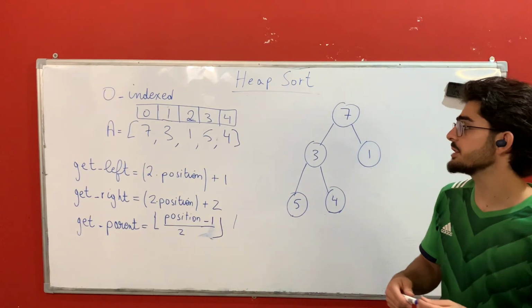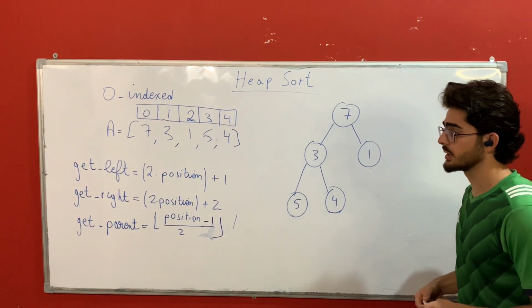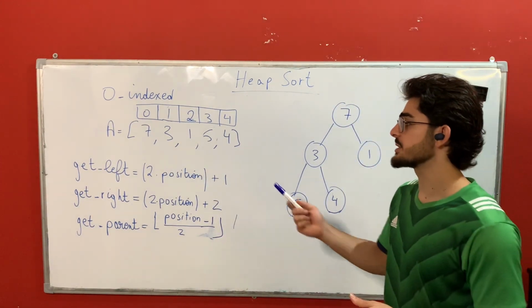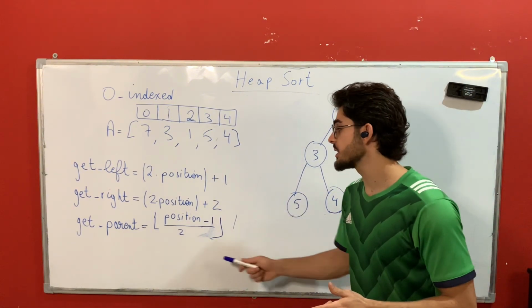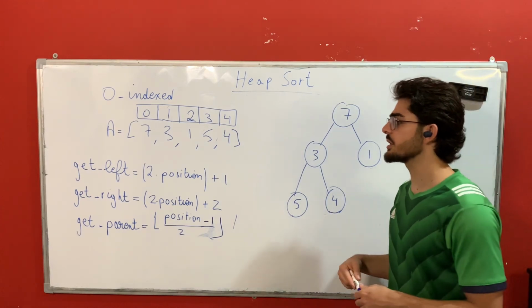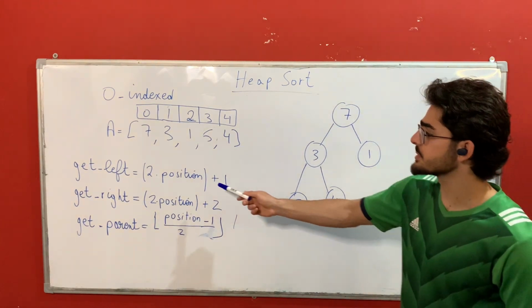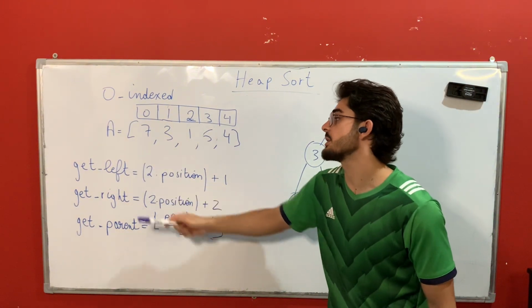Let's say you have managed to transform your array A into a heap data structure, and you want to get the position of a certain child of a parent. Or you want to get the position of a parent from a certain child. How shall you do that? Given the position of a parent here, you can calculate the position of the left and the right children.